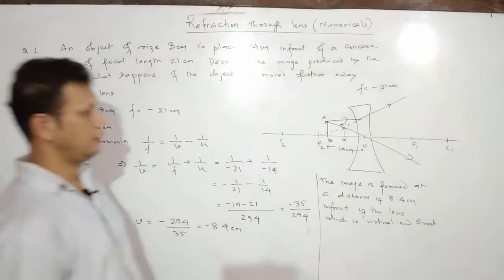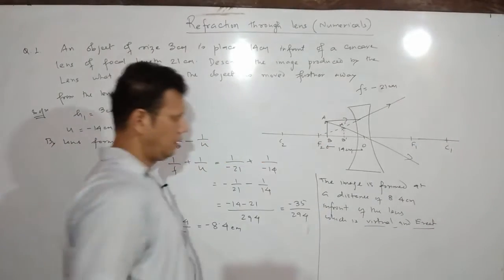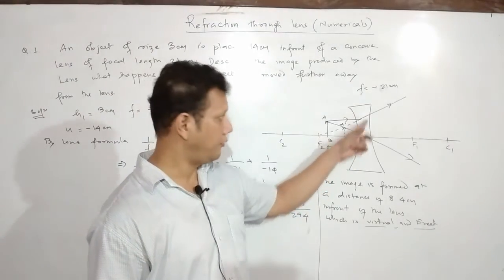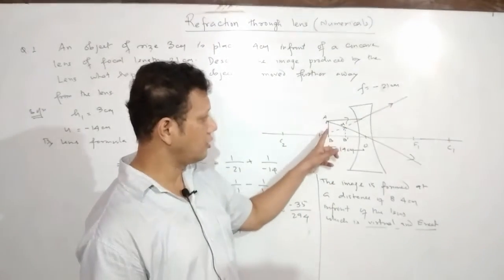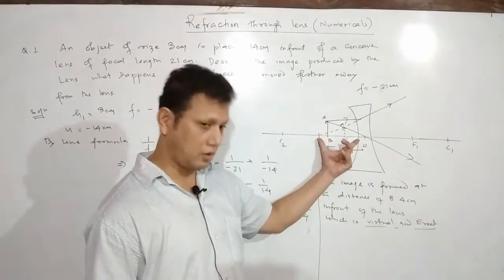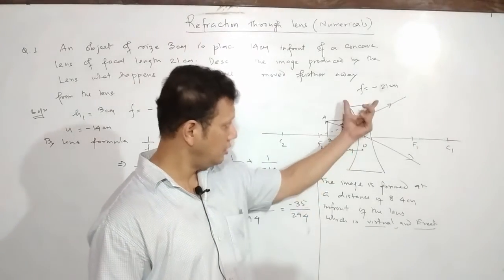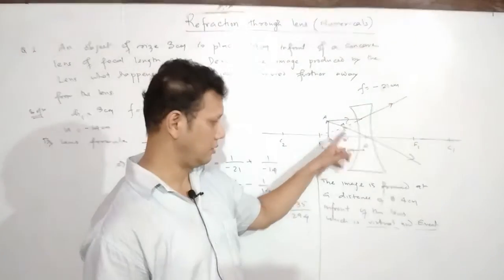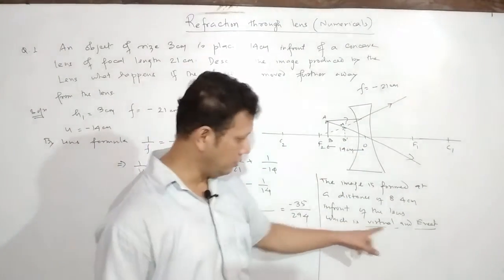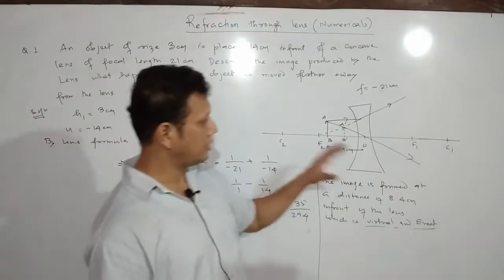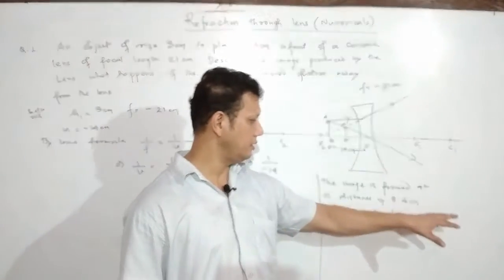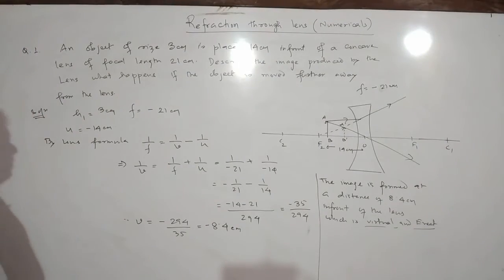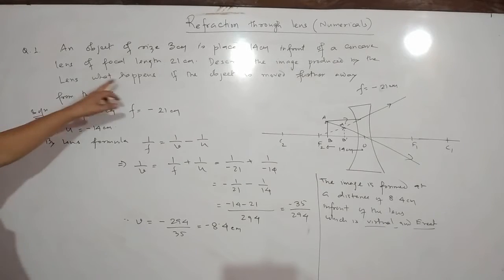Which is vertical and erect, because we know that if any object is placed within the focus of a concave lens, the image is always virtual and erect. So always what kind of image will be formed? Virtual and erect in this condition, so this is the answer.